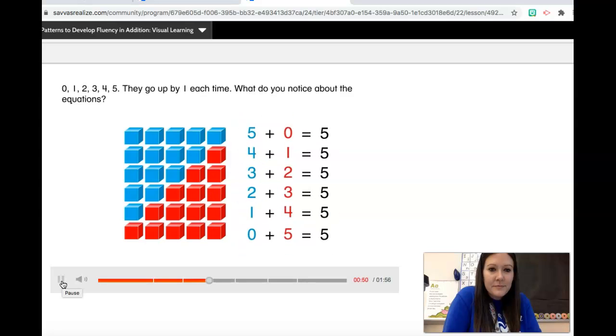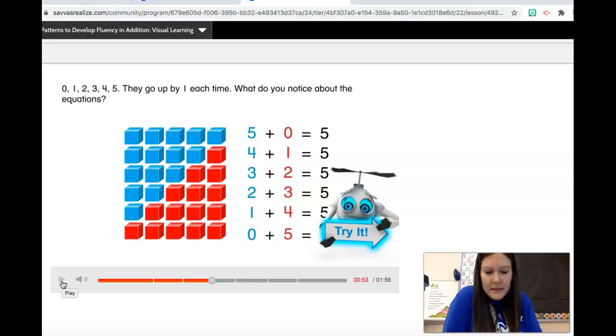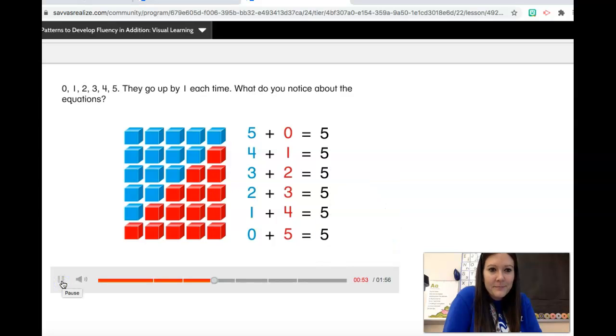What do you notice about the equations? What do you notice in each one? The amounts being added always equal 5.